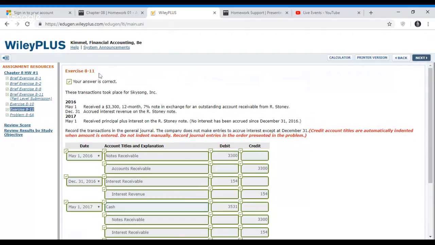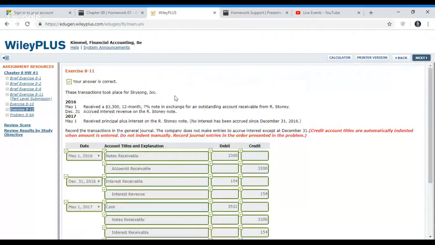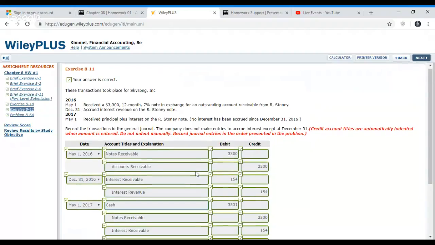I am doing exercise 8-11 up here. I'm right here in Wiley Plus. This is the actual problem. It says these transactions took place for Sky Song Incorporated. They have a couple of transactions here, some from 2016 and one from 2017. And we are here to put them in the journal.